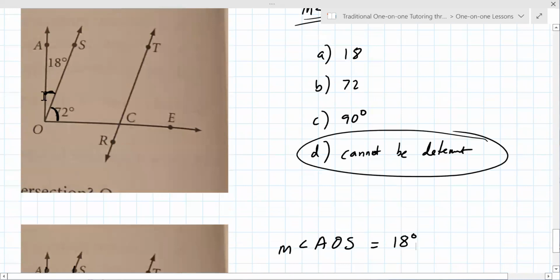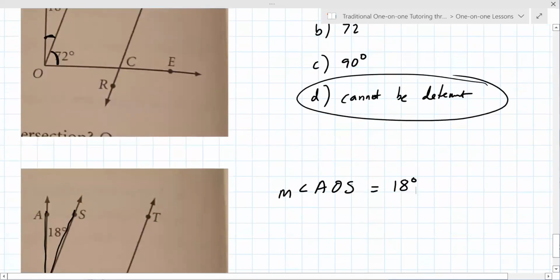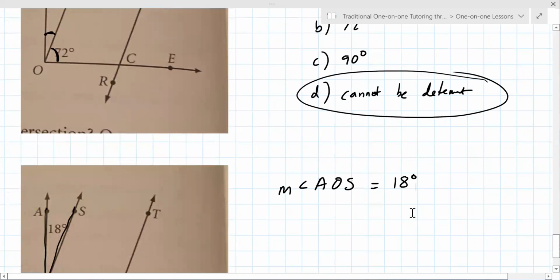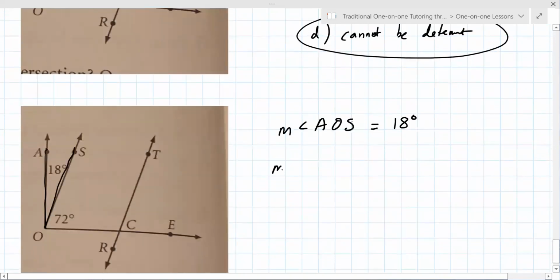You might think that angle O is 18 degrees. It might be the 72. It might be the combination, or really it cannot be determined, because you have to use 3 letters to refer to an angle. Now, what is the measure of angle SOA?